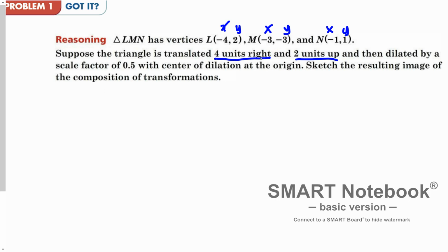And then after you do that to these numbers, you're going to get 6 new numbers, right? 2 for each one. And then you're going to multiply each by 1.5. So go ahead and try that.